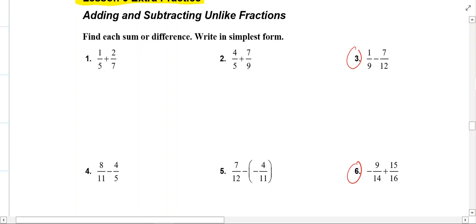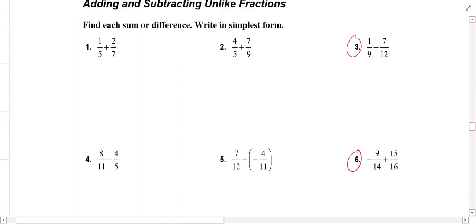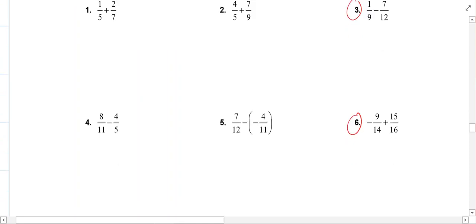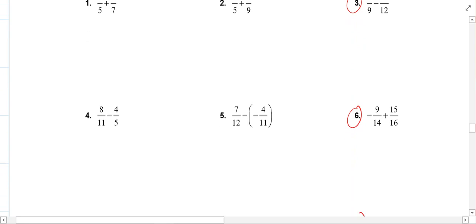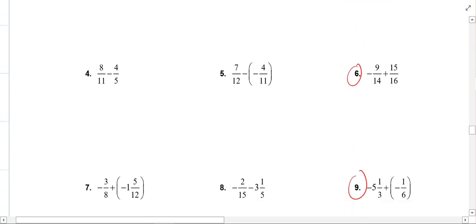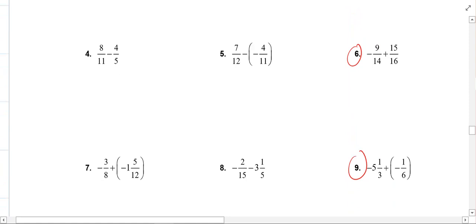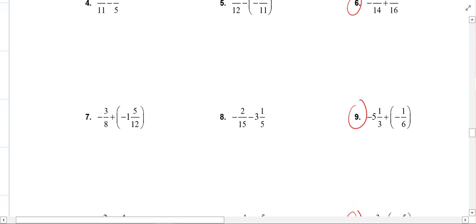All right, so let's see. Number 3, you'll have to do additive inverse first, and then get your like denominator. Let's see. 14, number 6, that's a big one. You're going to have to find your like denominator there. Using a calculator to find that like denominator might be the way to go. And same with number 9.